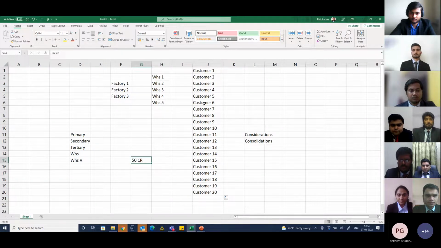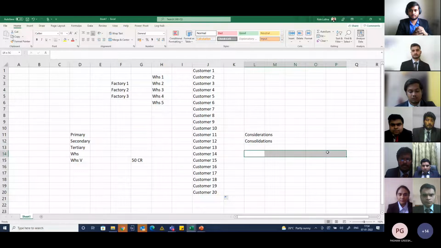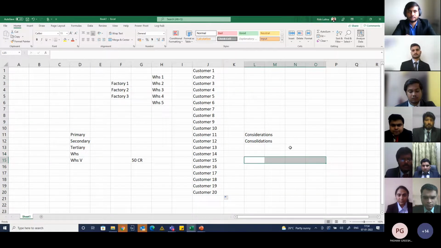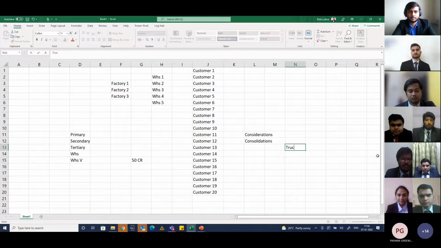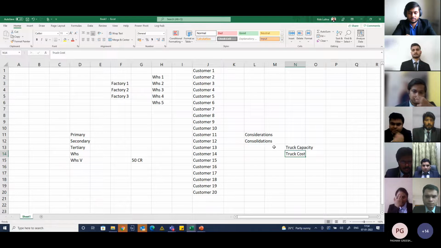Because in the real-time scenario, you don't know whether only 32 feet MXL is being used or a combination of all the vehicles is being used. So in such scenarios, you would use the consolidation part. You would average out the capacity of the vehicle, you would average out the cost of the vehicle, and then you would come to your truck capacity and truck cost. Now, this truck capacity and truck cost that you have come to becomes your consolidated cost.